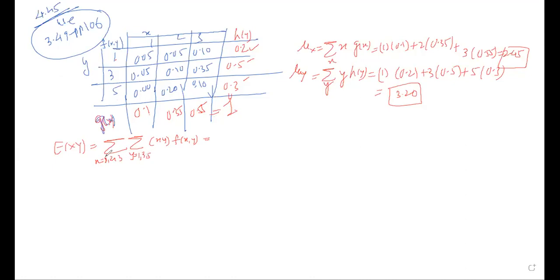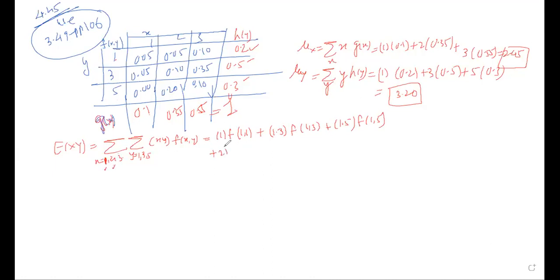Let me first fix my value of x equal to 1. So x is equal to 1, and I'm varying my value y equal to 1, 3, 5. Same way, x equal to 2 and y equal to 1, 3, 5, and x equal to 3, y equal to 1, 3, 5. So I'm going to write something like this. x equal to 1 and y equal to 1: 1 and f of 1 and 1, plus x equal to 1 and y equal to 3: 1 and 3 and f of 1 and 3, plus x equal to 1 and y equal to 5, so f of 1 and 5. Then plus, the 1 is done.